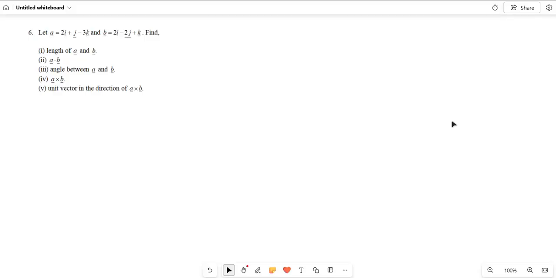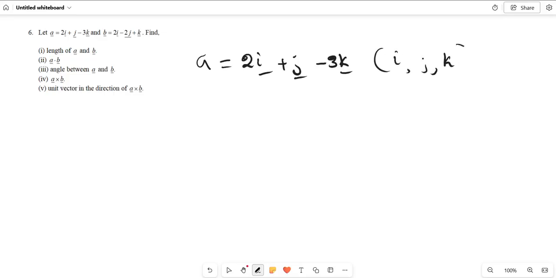Guys, we'll move to question number 6, and it is given two vectors, and these two vectors are three dimensions. That means these are 3D vectors. You can see those vectors as given. A equals 2i plus j minus 3k. This is the first vector. You can see it is in the form of ijk, right? Ijk means you have three dimensions, x, y, and z directions. That's why we are calling these 3D vectors.